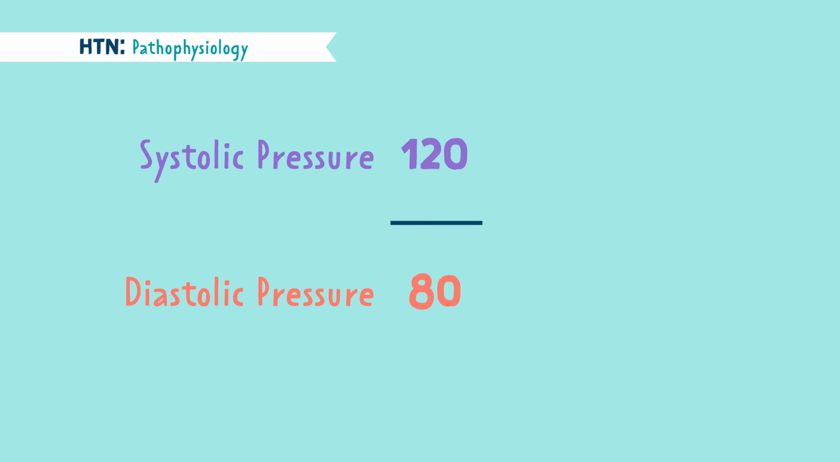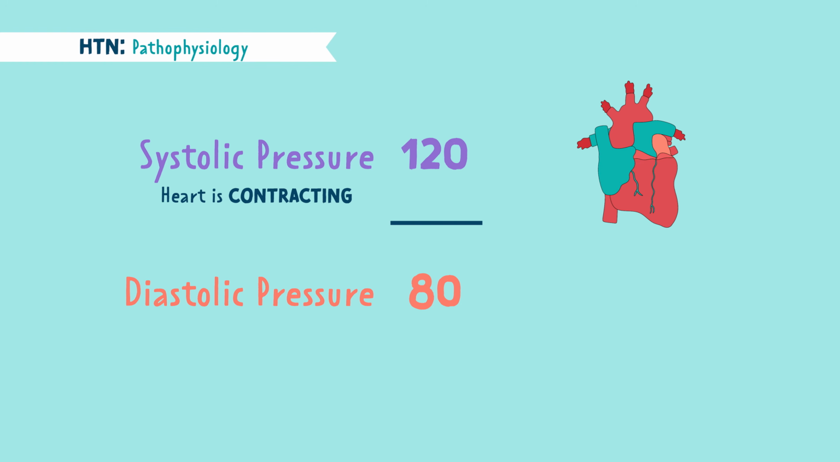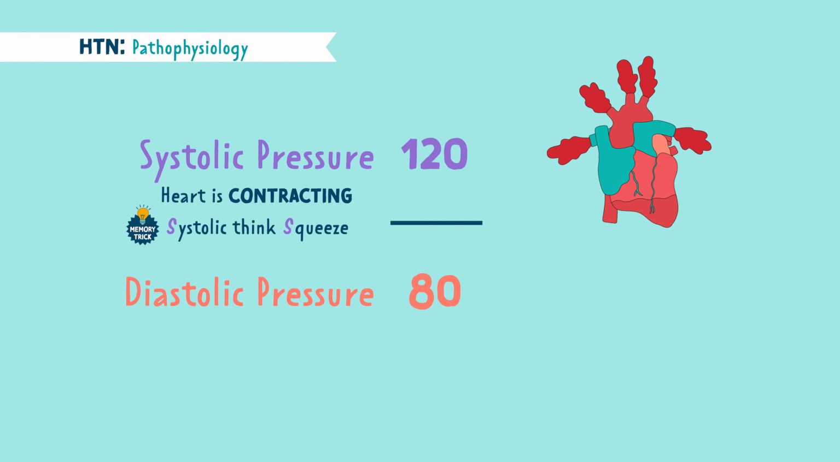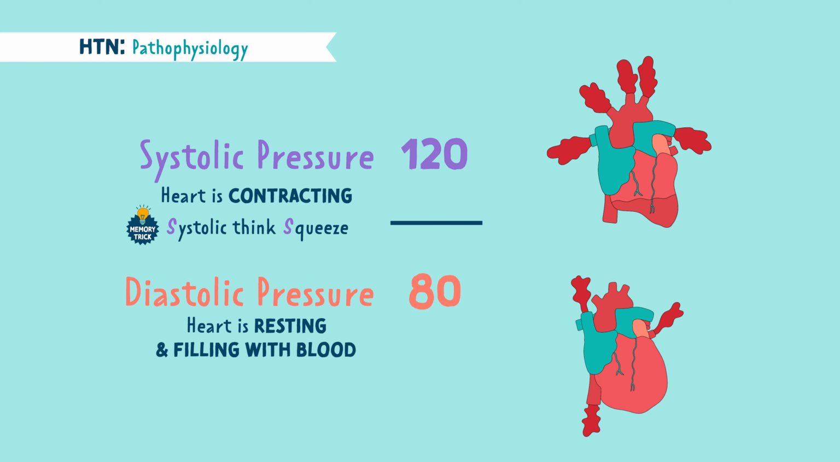The systolic number is the pressure put on the vessels when the heart is contracting or squeezing blood out. You can remember this by the memory trick: systolic, think squeeze. While the diastolic pressure is the pressure put on the vessels when the heart fills with blood. The heart is resting and filling with blood.